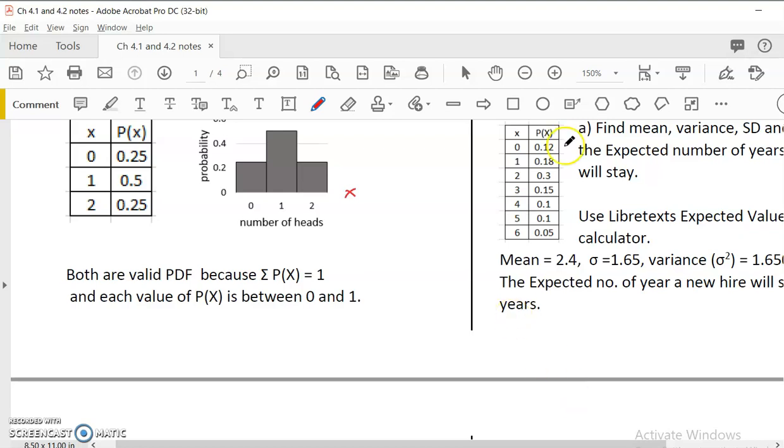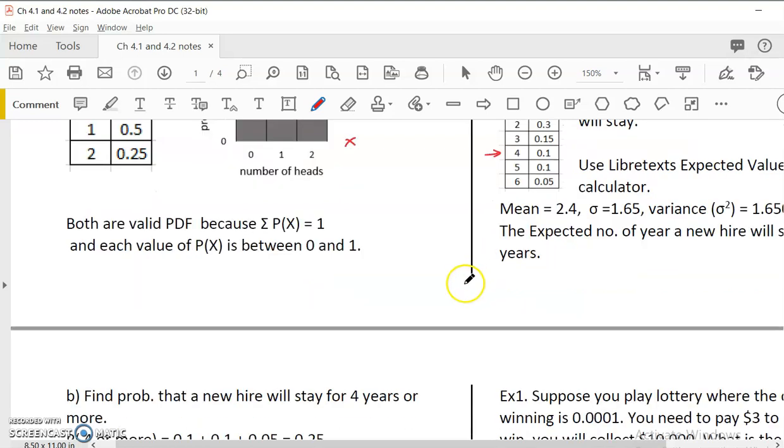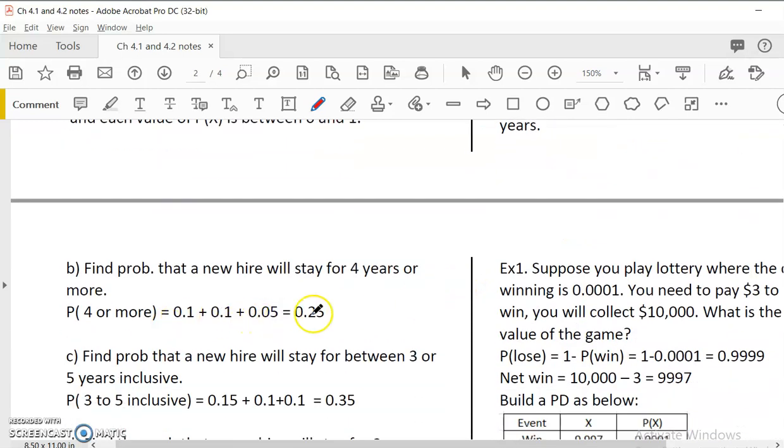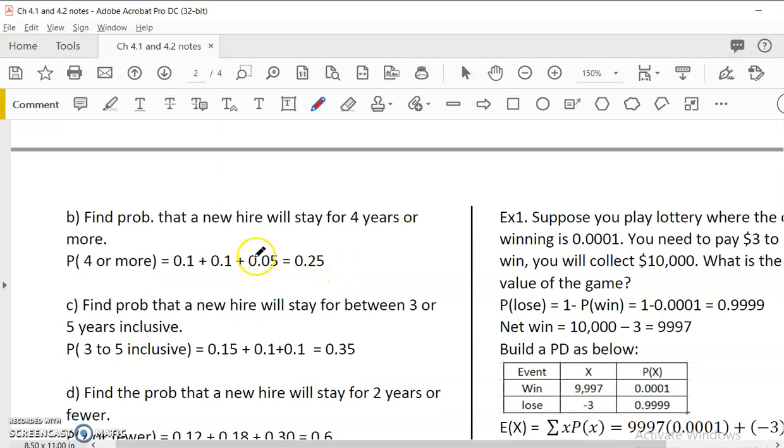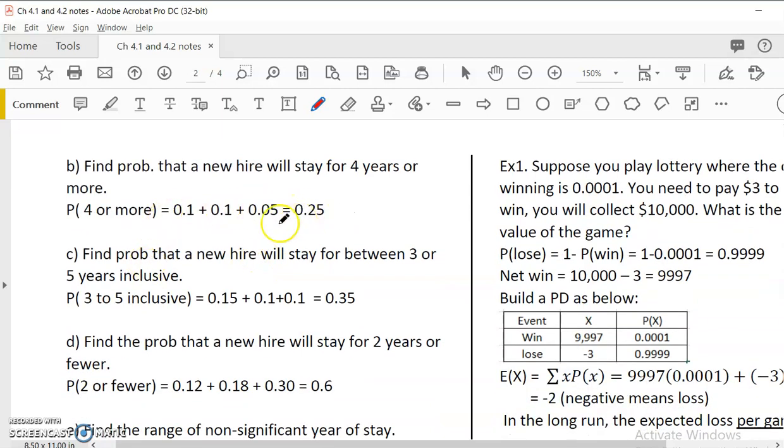Exactly 4 years is 0.1, right? 4 years or more means 4 or 5 or 6. So this is the probability of 4 years, this is the probability of 5 years, this is the probability of 6 years. Or means they can have any of them, right? So it's 0.1, 0.1, 0.05. So it's 0.25. Remember, or means you use the addition rule. And they are mutually exclusive, so you can just add them. You just use the addition rule for mutually exclusive probability.